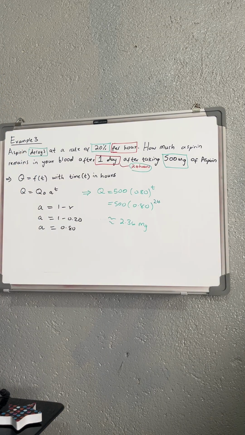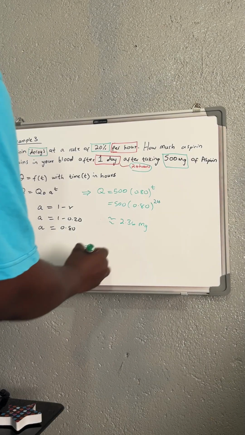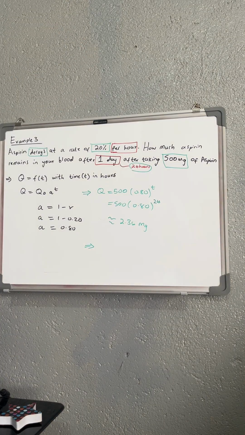So now after this one, you do your conclusion. The most important thing in calculus is to always do your conclusion. You're going to say after 1 day, 2.36 milligrams is going to remain in the blood. So that would be basically where you do your final conclusion. You do your calculations, show all your working out, then you do your conclusion. So I think we can also do one more example.